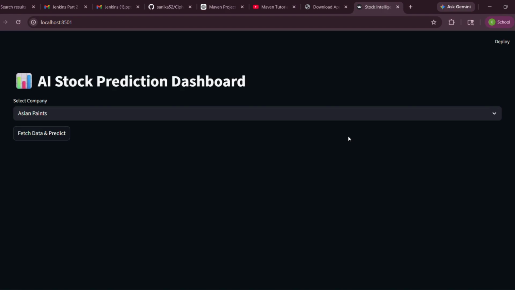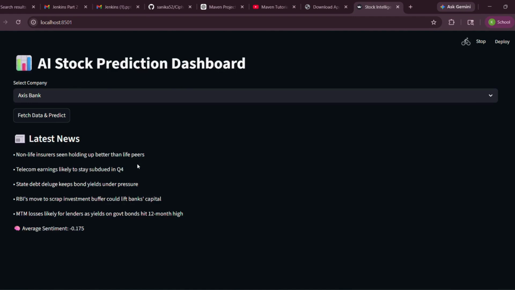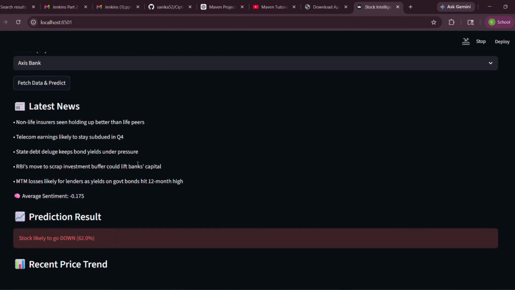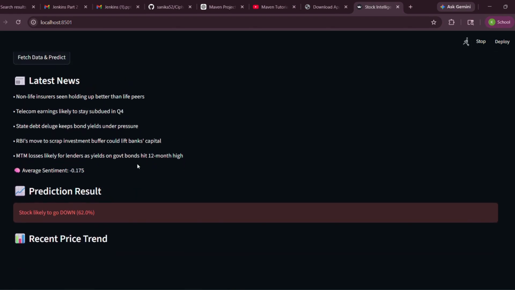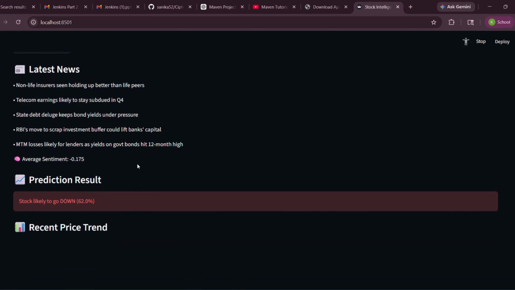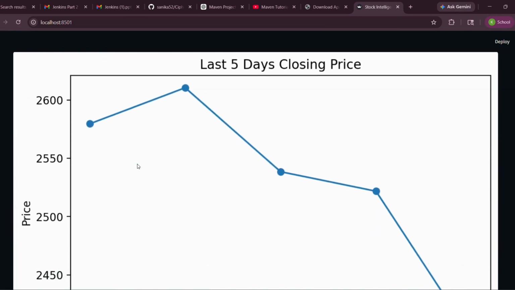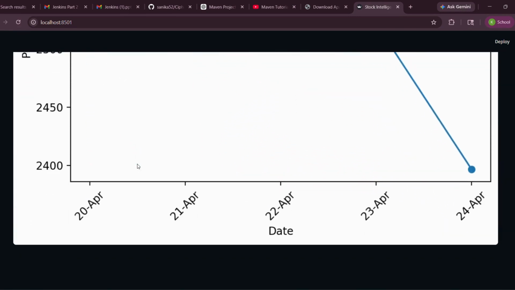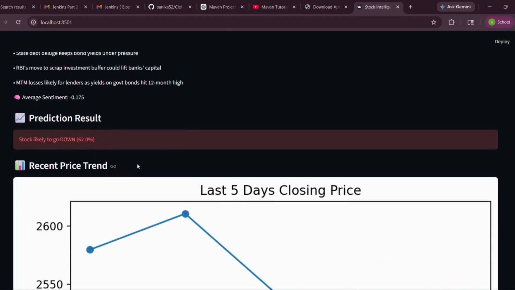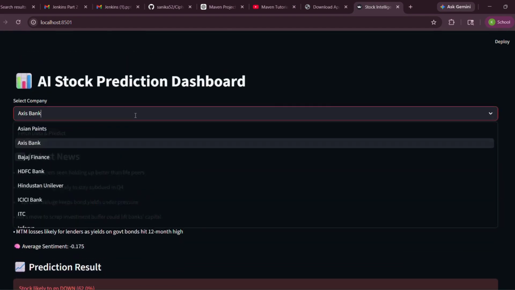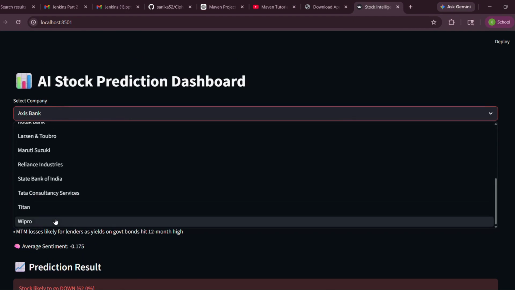AI stock prediction dashboard. Here we can select the company. So now we are going to select one company, Axis Bank. Now we have to click the button, fetch data and predict. It will fetch the latest news related to that company, the prediction results, and the recent price trend. Here we can see the prediction result is that the stock is down. For this news, the stock is down. And the last one is the graph showing the previous 5 days trend.